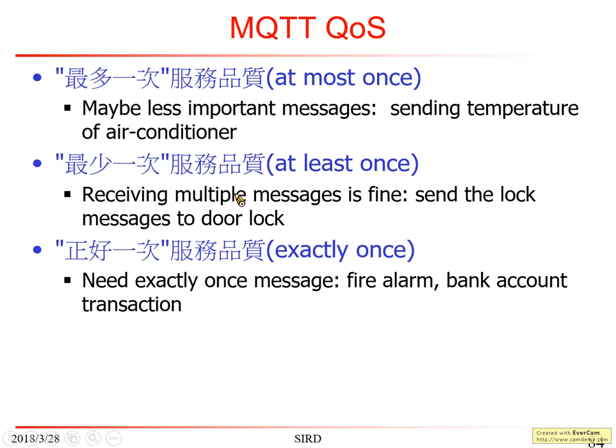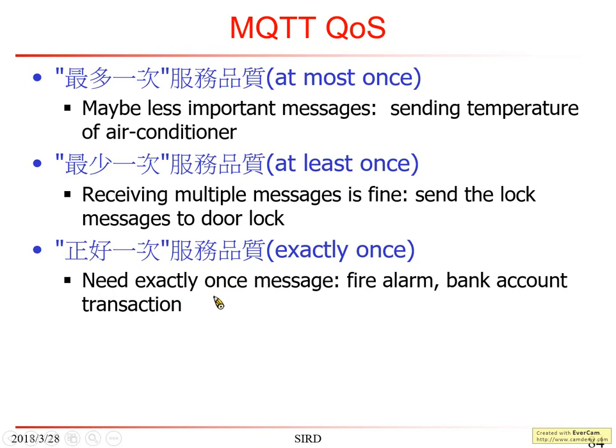And sometimes at least once, for example, you might receive multiple messages, but receiving multiple messages is fine. For example, you want to lock the door, right? And if you lock the door twice, as long as the door is locked, then everything should be fine. So in some kinds of application, you probably need these ones.